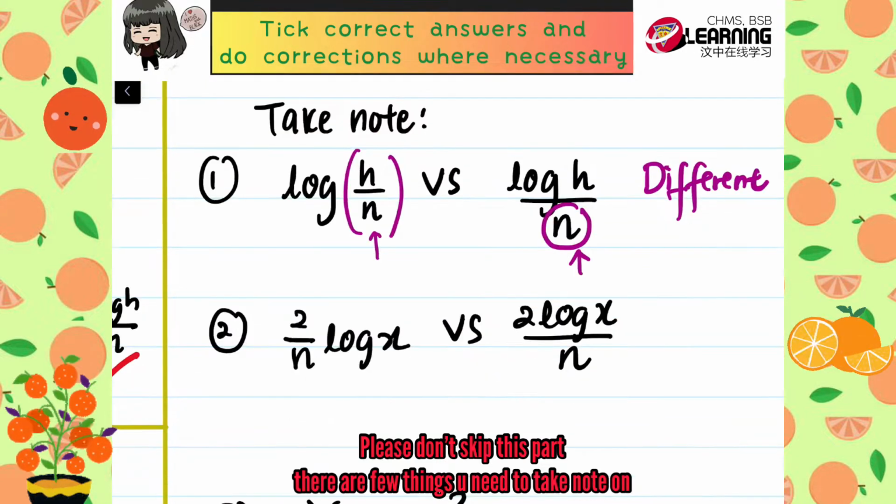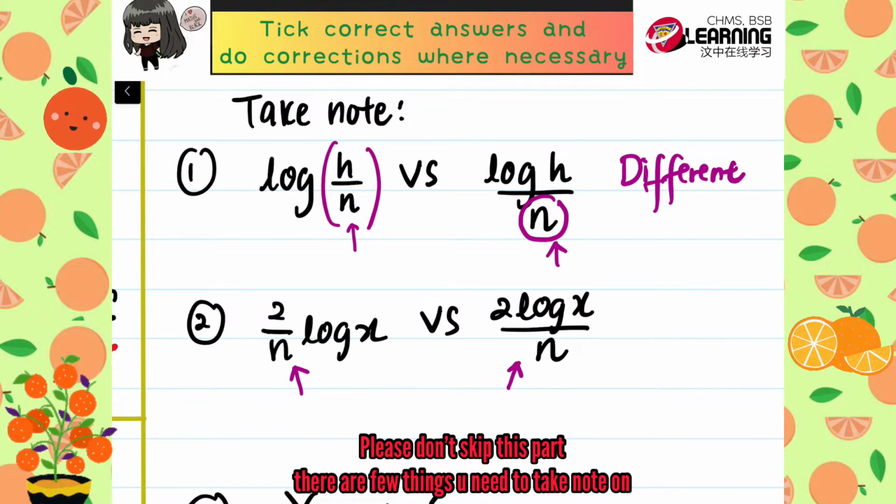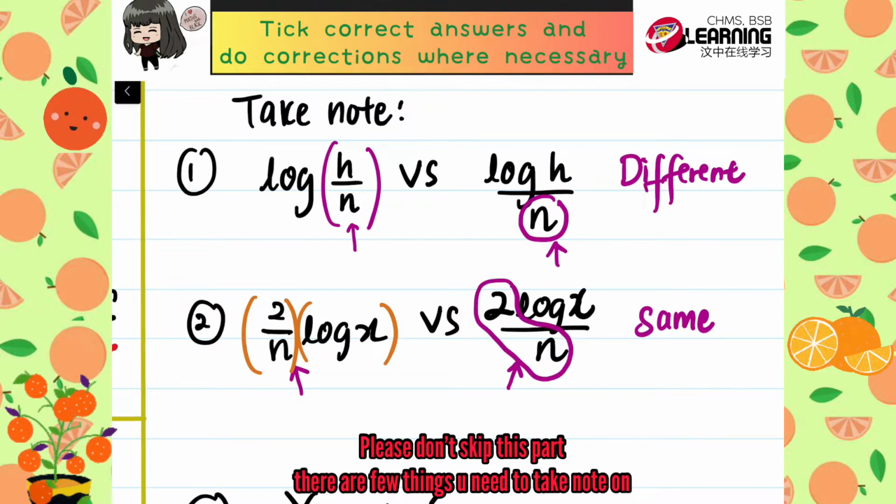The second thing you need to take note of is this 2 over N times log X, and this 2 log X over N. Are they the same? Think twice. They are the same. Why? Because this is a product: 2 over N times log X, the product of 2 over N and log X. And 2 log X over N is the same thing as 2 over N times log X.